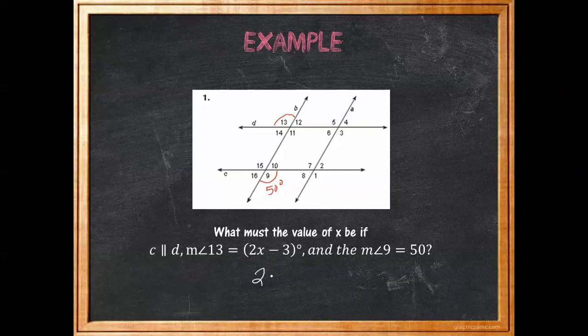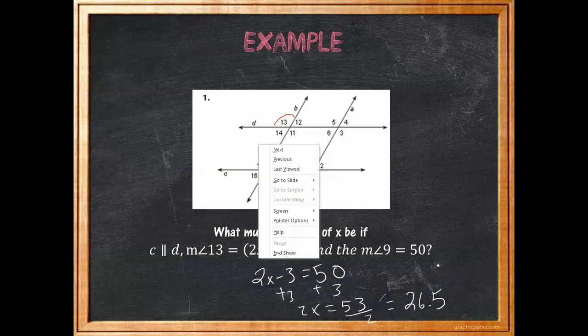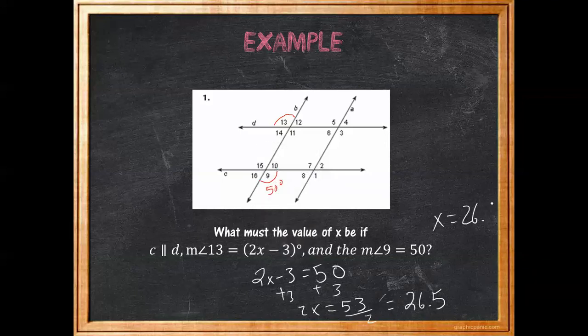So that would mean that 2x minus 3 has to equal 50. From here, all we're going to do is just solve for x. We're going to add 3 to both sides, and that's going to give us 2x equals 53. Then we're going to take 53 and divide it by 2, and that's going to give us 26.5. Remember, it's not asking us what angle 13 is. It's asking us what x is. So for that particular problem, x is 26.5.